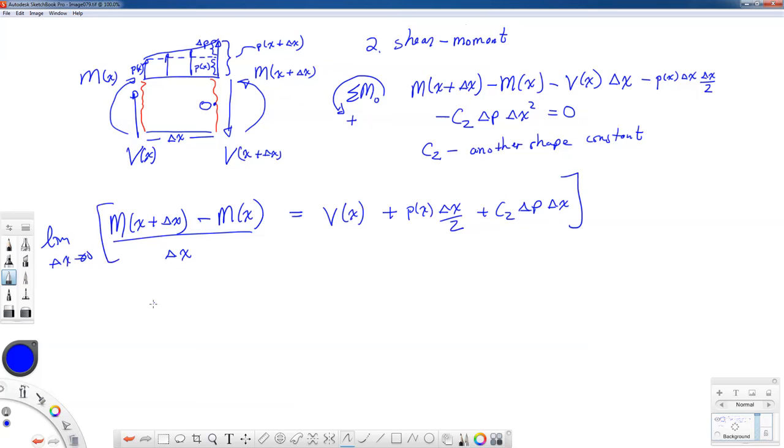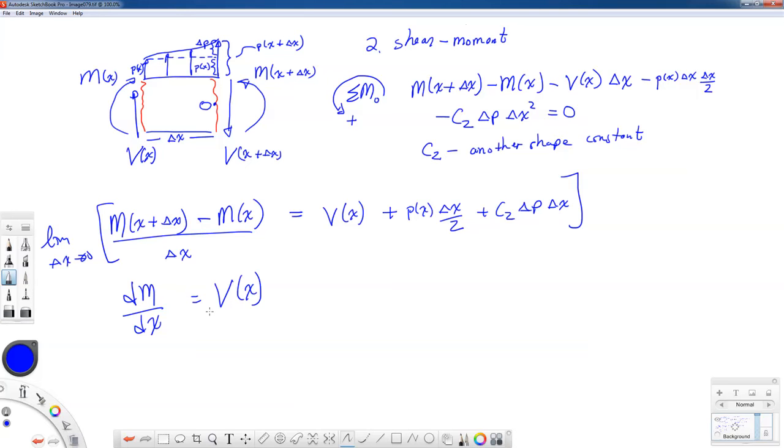Again, we have a derivative relationship. The derivative of the moment with respect to x is equal to v of x, and it's more clear to see maybe in this case that delta x goes away. These terms go away because delta x approaches 0 in the limit. And so again, if we know what the moment equation is in the beam, we can take a derivative of that with respect to x and find out what the shear force is in the beam.